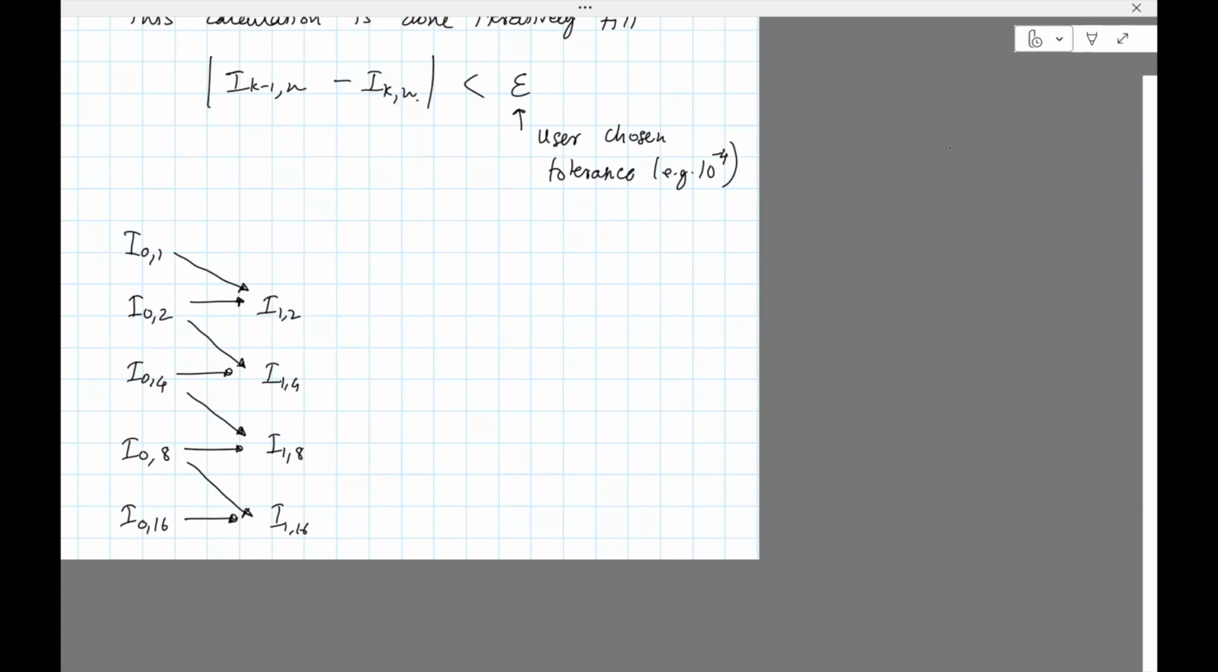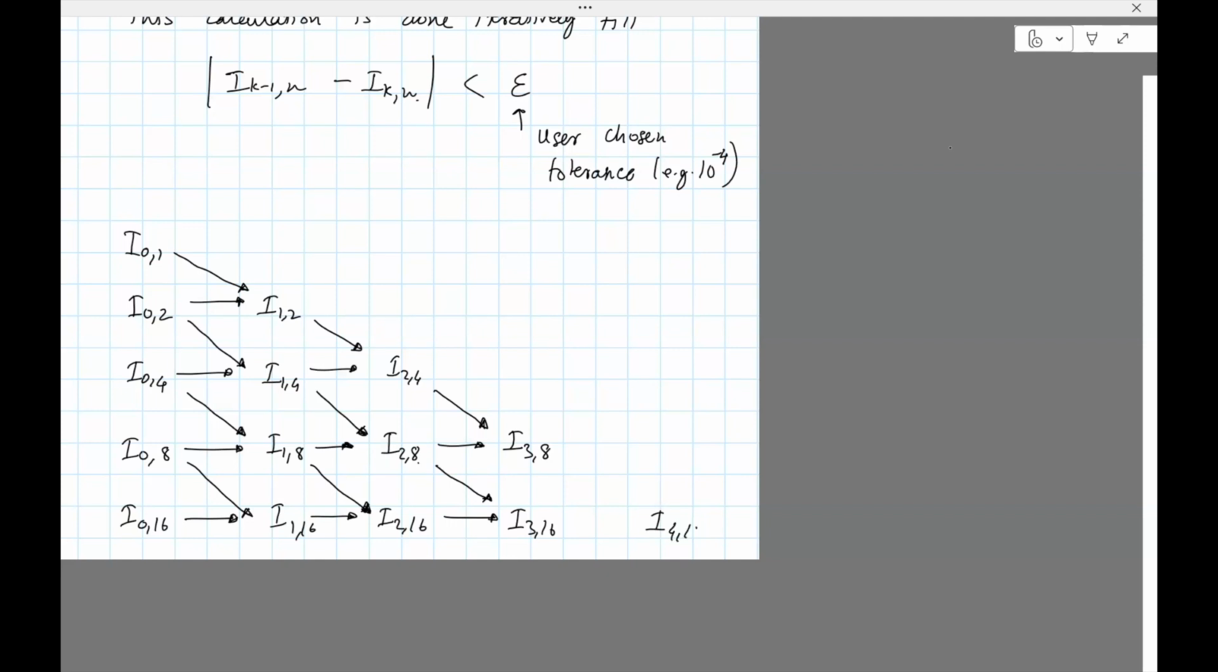Okay, if you're not happy with the accuracy or it doesn't converge, you can do this again for I2,4, which will use these two values, I2,8, these two values, I2,16. Then if you're still not happy with the accuracy or you don't get convergence, you can do this again. And then the last one you can calculate here is I4,16.